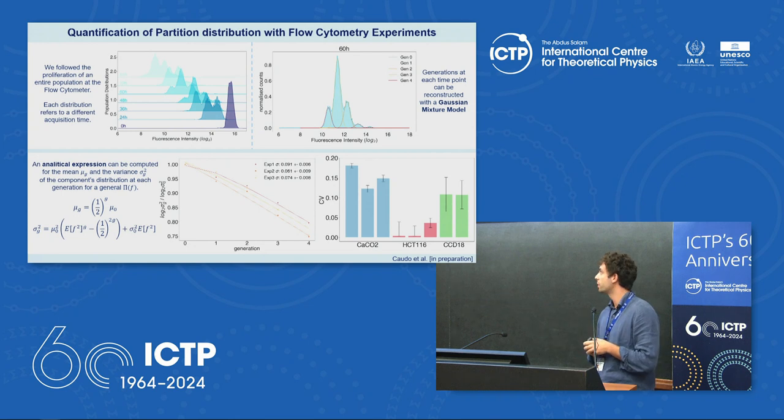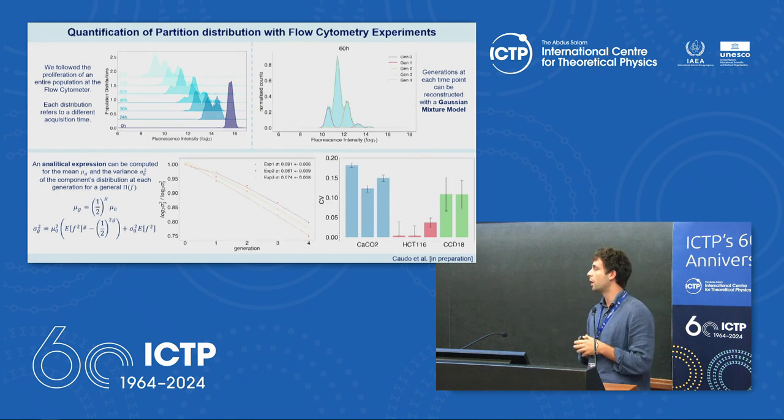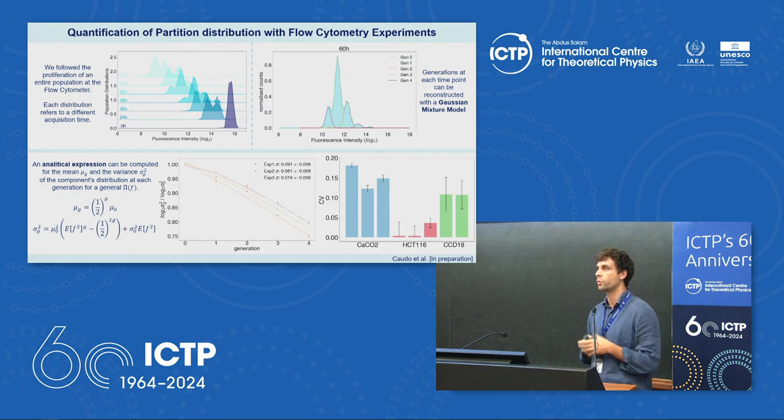And we could reconstruct all the generations by a Gaussian mixture model, which returns the mean and the variance of each generation. Then we could fit the behavior of the variances versus the generation with an analytical expression that can be computed by assuming the most general form of the partition distribution, which means no assumption on it. And the fitted parameter is the variance of the partitioning distribution. The results are summarized in this bar plot for different cell types and different experiments. And as you can see, they're quite robust.